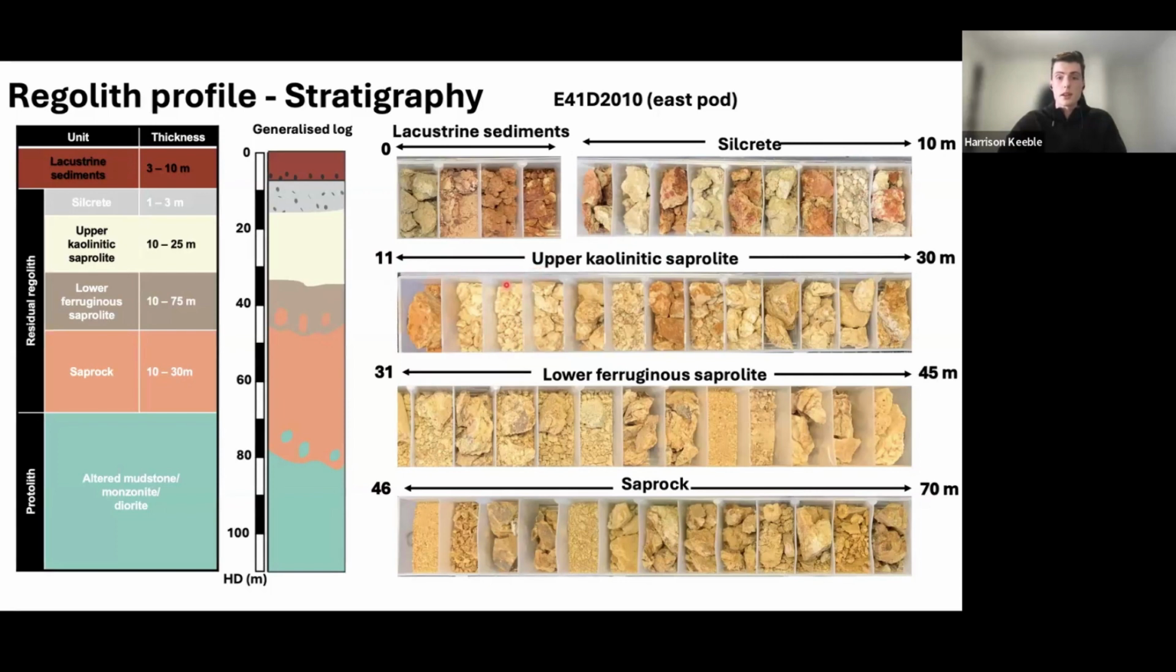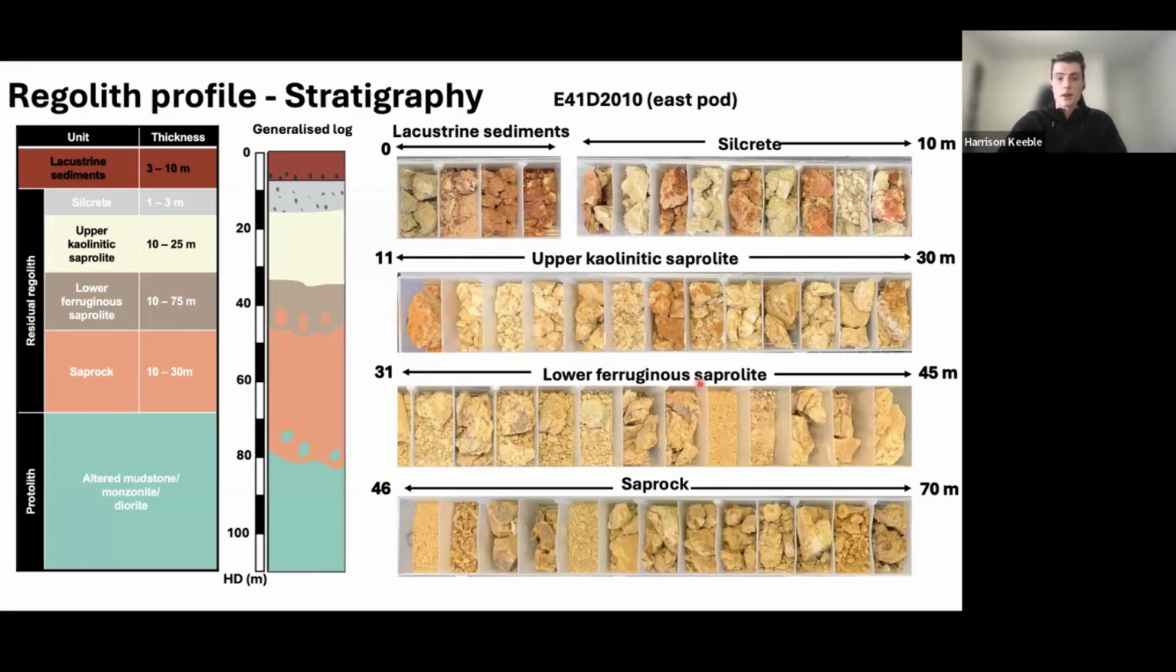For the saprolite, we first have the upper kaolinic saprolite, getting its name from the greater proportion of kaolinite in comparison to the rest of the regolith. It's also creamy white, but also has this pervasive orange yellow color that's coming again from the iron oxides in the regolith.